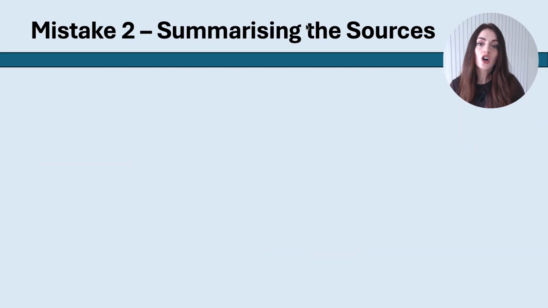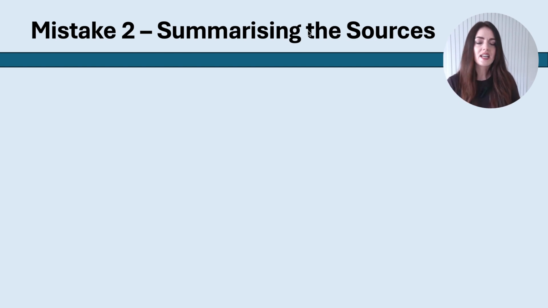Now, another really common mistake in question 4 is that students summarize the sources instead of comparing writers' viewpoints. And this is such an important difference because a summary simply tells us what is happening in the text. Kind of like if you were telling your friend what happened in an episode of a TV show that you watched last night. You're just telling them what happened. An example summary would be something like, the writer describes bad weather during the journey.